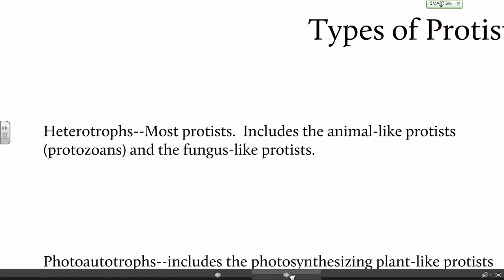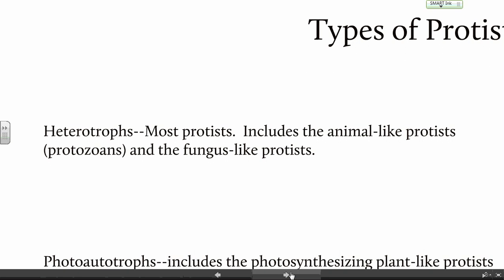All right, I think we also talked a little bit about how protists get their energy. Some protists are heterotrophs. And for a long time, we called those protists, most of those, protozoans. And that word literally means what? First animal. They're not really animals, but they're kind of animal-like. They can move, they eat.